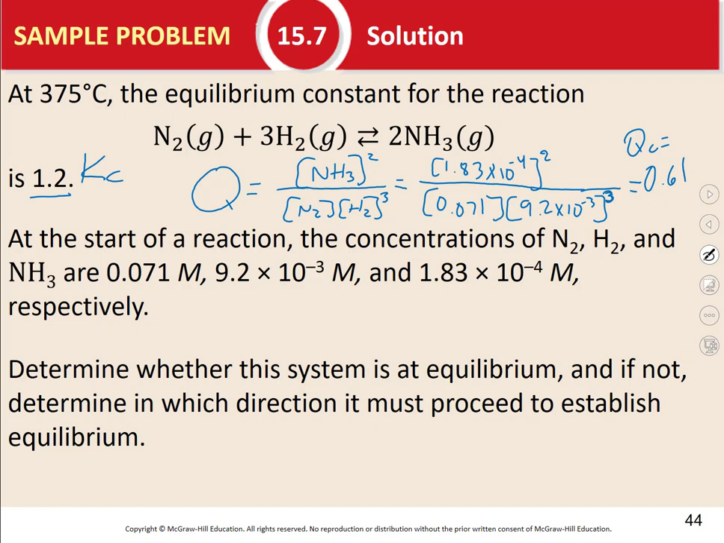So Qc is smaller than Kc. If Qc is smaller than Kc, that means the equilibrium hasn't been reached yet. You still have too many reactants, and therefore the reaction is going to have to proceed in the forward direction, or to the right, in order to reach equilibrium.